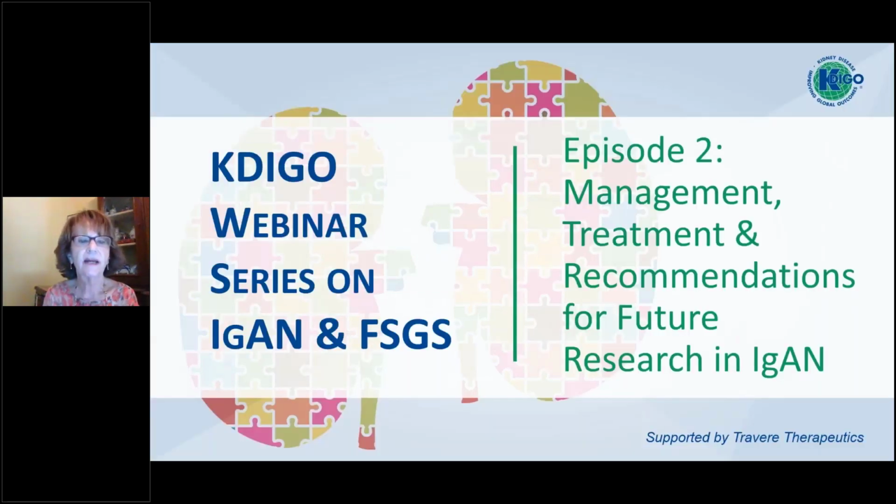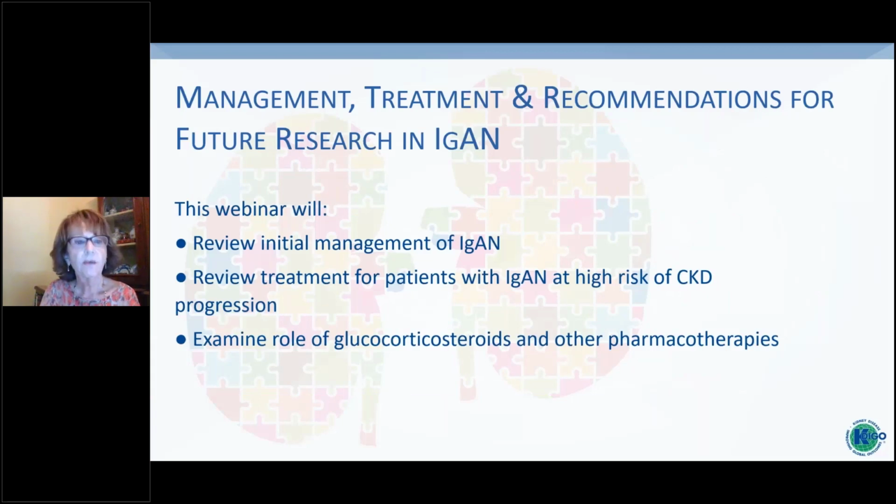It is my pleasure to invite you to this webinar series on IgA nephropathy and focal segmental glomerulosclerosis. This is episode number 2. It will deal with management and treatment of IgA nephropathy and recommendations for future research in this disease. During this webinar, we will review the initial management of IgA nephropathy, consider the treatment of patients with IgA nephropathy at high risk of progression, and examine the role of glucocorticosteroids as well as new therapeutic options.